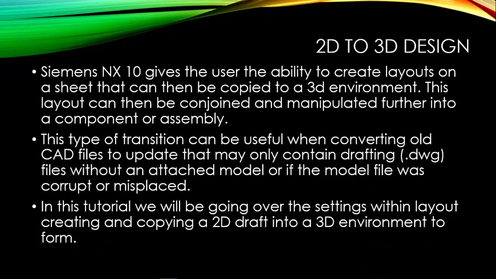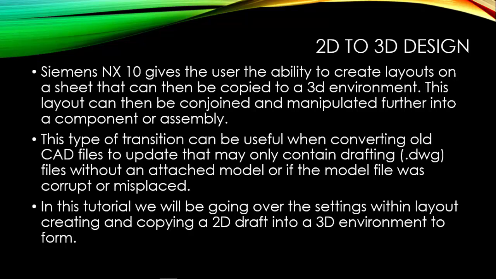2D to 3D design. Siemens NX 10 gives the user the ability to create layouts on a sheet that can then be copied to a 3D environment. This layout can then be conjoined and manipulated further into a component or assembly. This type of transition can be useful when converting old CAD files to update that may only contain drafting .dwg files without an attached model or if the model file was corrupt or misplaced.